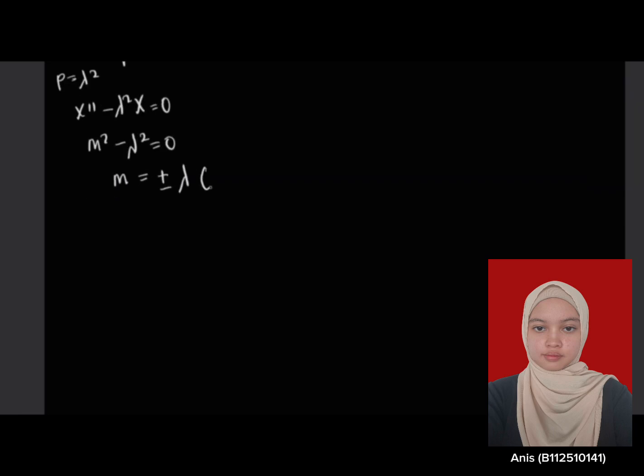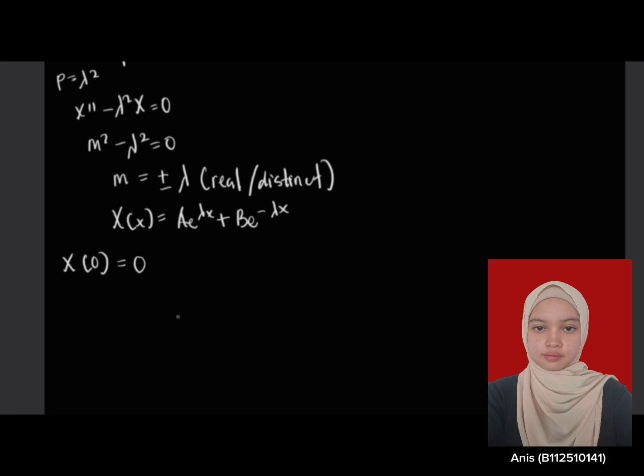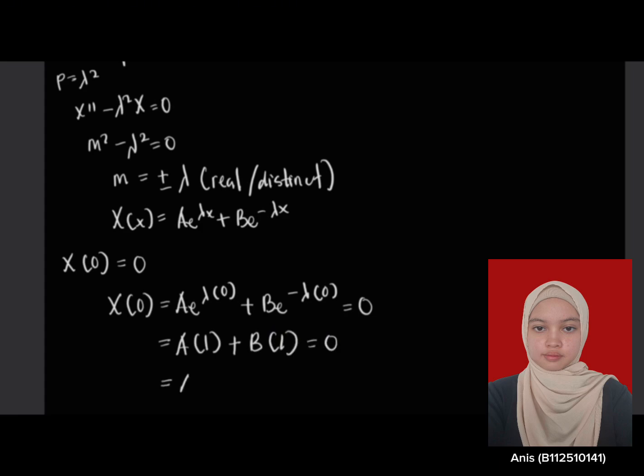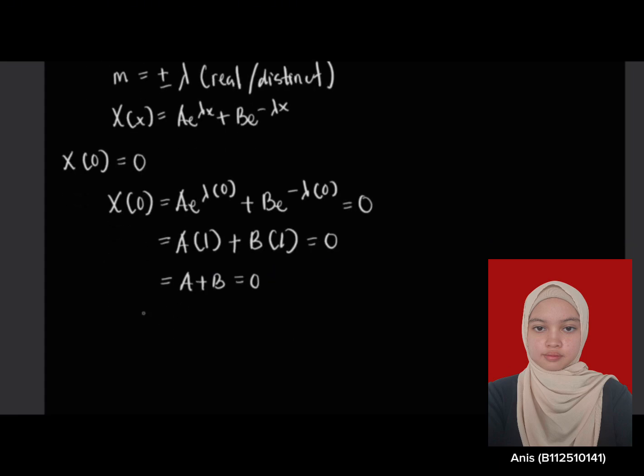Since the roots are distinct, the general solution should be X equals A e to the power lambda x plus B e to the power negative lambda x. With this we can apply one equation, which is X(0) equals 0. So we get X(0) equals A e to the power lambda times 0 plus B e to the power negative lambda times 0. So now we got A times 1, e to the power 0 is 1, plus B times e to the power of negative 0, which is also 1. So we have the equation A plus B equals 0, which means B equals negative A.